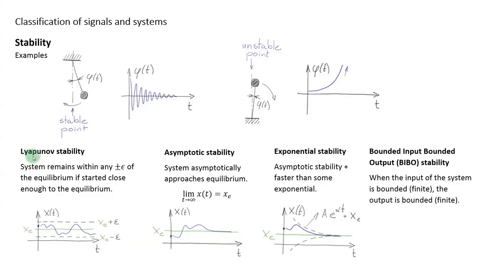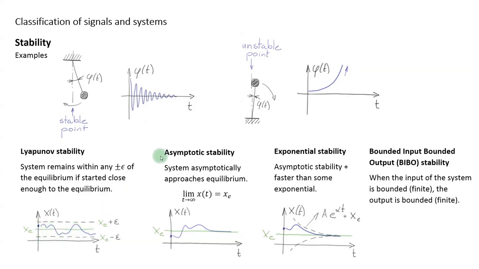A system is Lyapunov stable if it remains within some deviation of the equilibrium if it is started close enough to that equilibrium. So if I have some equilibrium point and I set some limits, some deviation plus and minus epsilon from that equilibrium point, then the system is Lyapunov stable if it remains within these limits when it is started close enough to the equilibrium point.